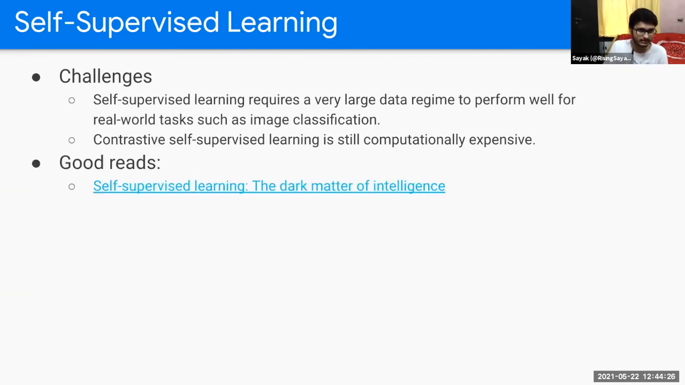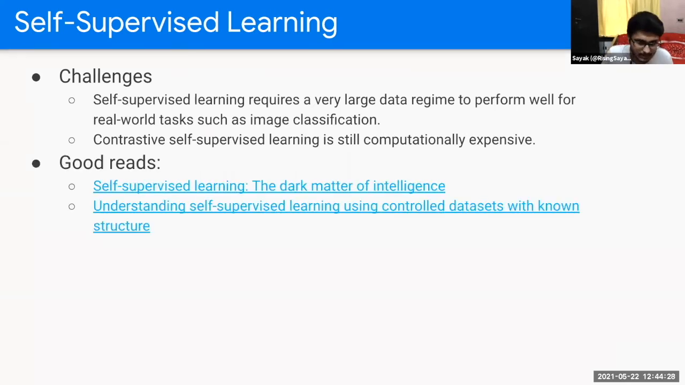And here are some good reads. The first one is from Yann LeCun and Ishan Misra. It's an official Facebook AI Research blog, and the second one is a NeurIPS paper. So yeah.